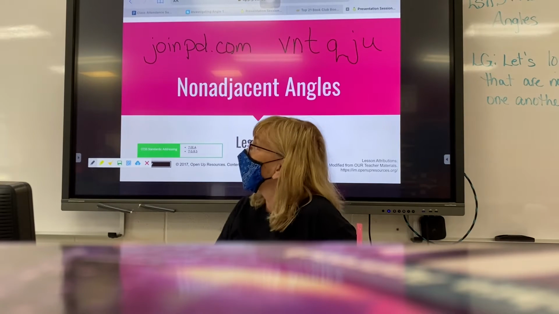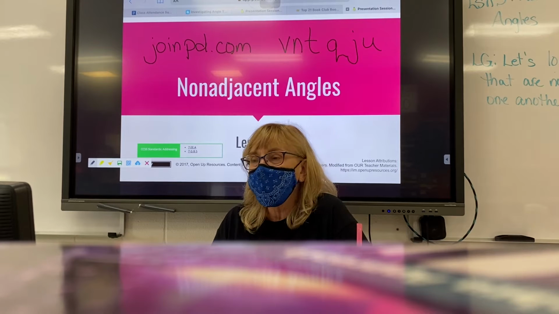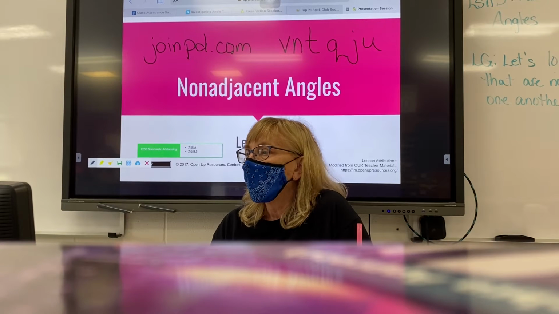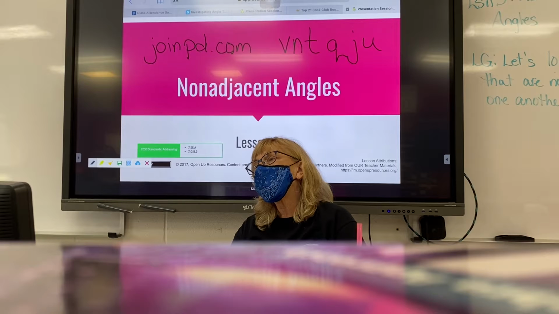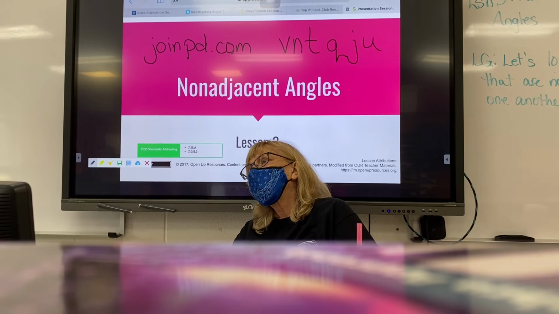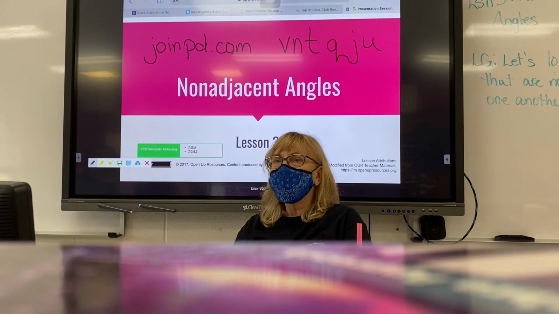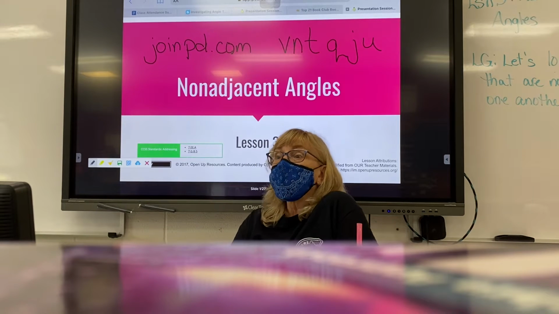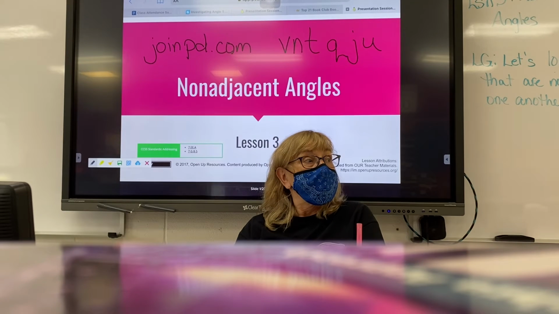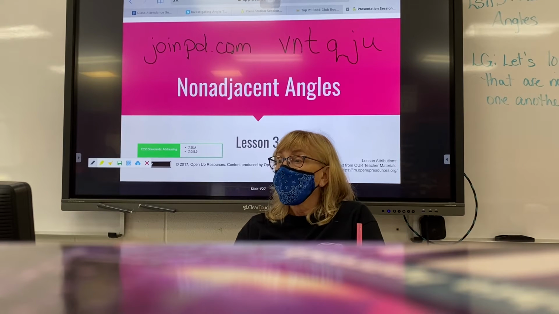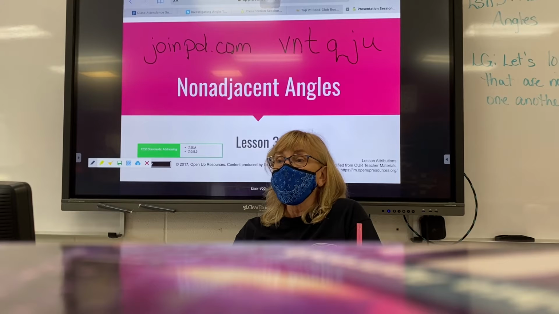Okay, so today's lesson is non-adjacent angles. Well, do we know what that means? Non-adjacent angles. Because adjacent means two angles beside each other that are sharing a line. Okay. So non-adjacent would be the opposite. They're not going to be next to each other, right? Or they might be next to each other, except the lines aren't connected. So if their lines aren't connecting, then they're not adjacent.